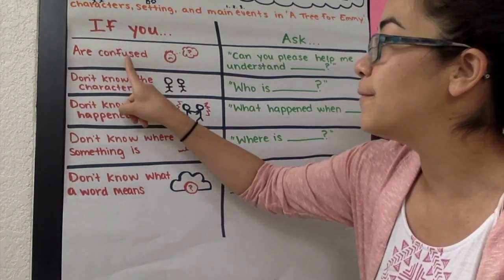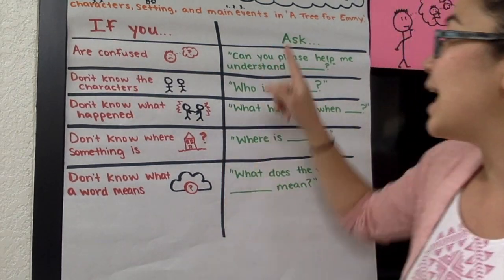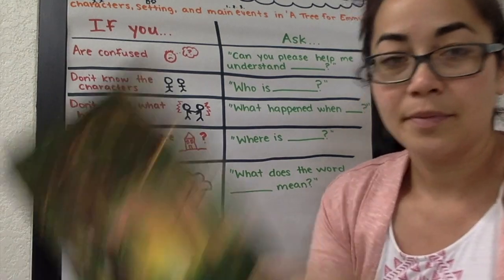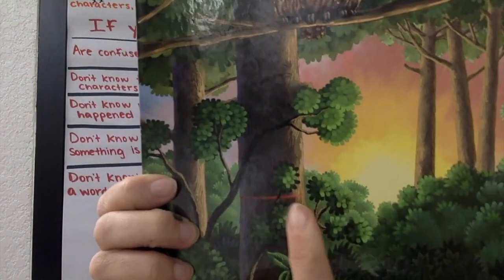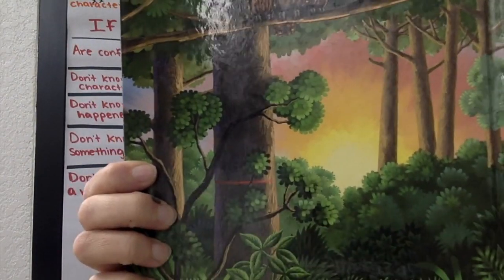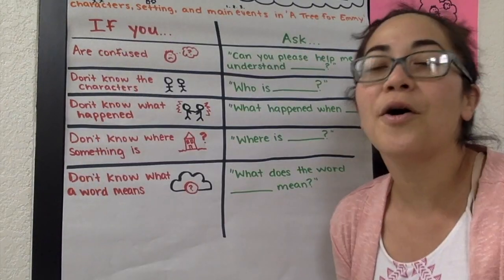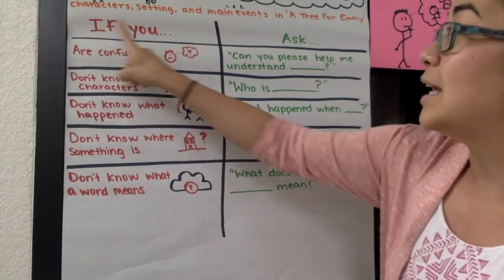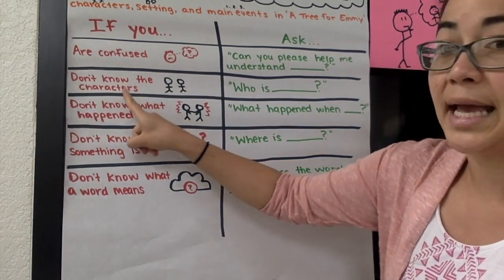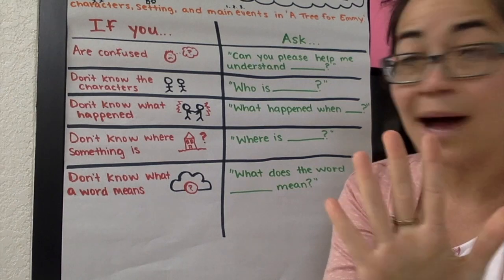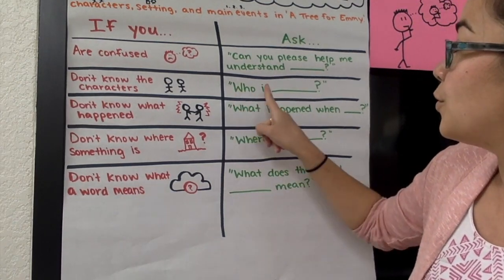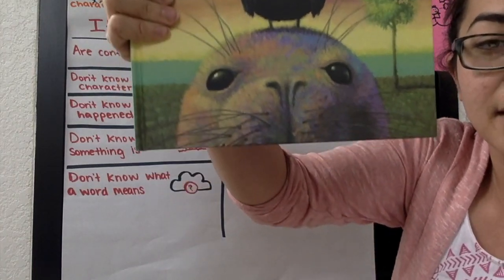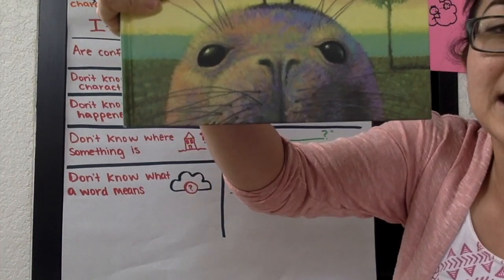If you are confused, stop and ask, can you please help me understand? Can you please help me understand why this tree has a mark on it? Oh, the mark means it's about to be chopped down. If you don't know the characters, stop and ask, who is that right there? Oh, that's Hilo right there.